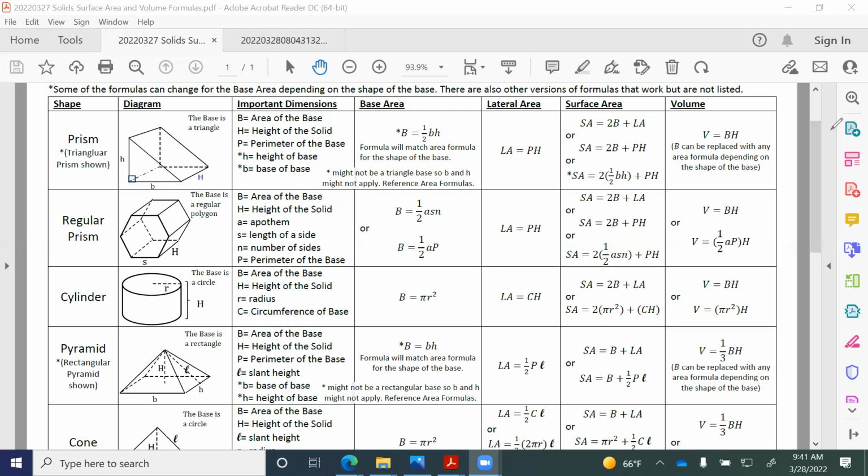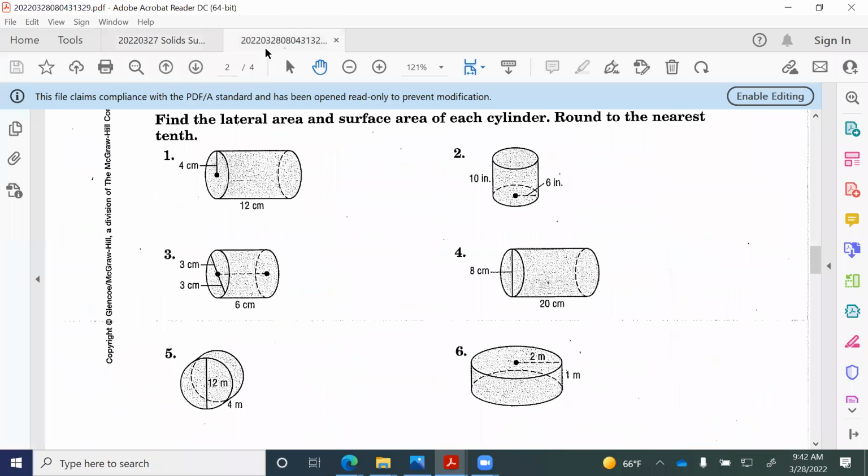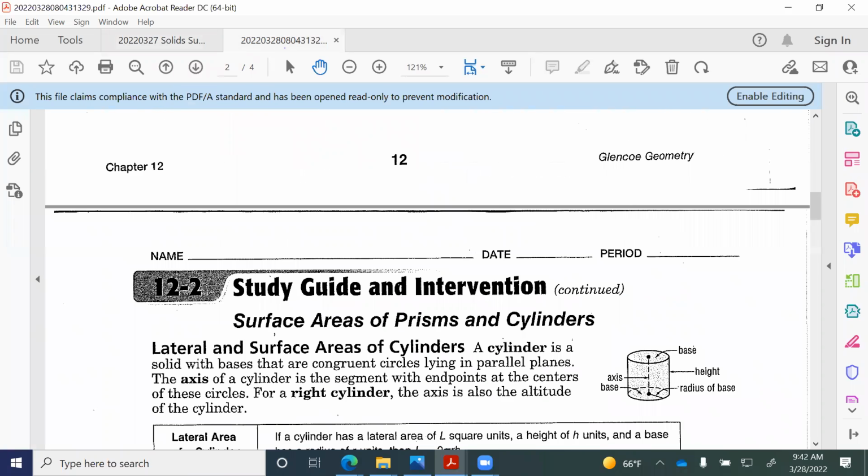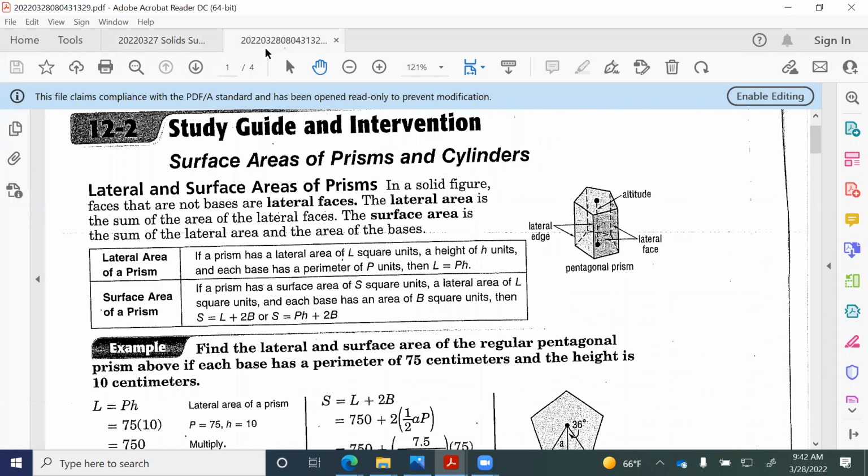Now, the 3 that we're going to look at today, we're going to look at prisms and cylinders. All right. We're only going to do the surface area part. So on that other worksheet I gave you, we're only going to look at the front side today, which is the side that says 12-2. All right. So go to that other worksheet, the one that says 12-2. Back up to the top. So it looks like this.